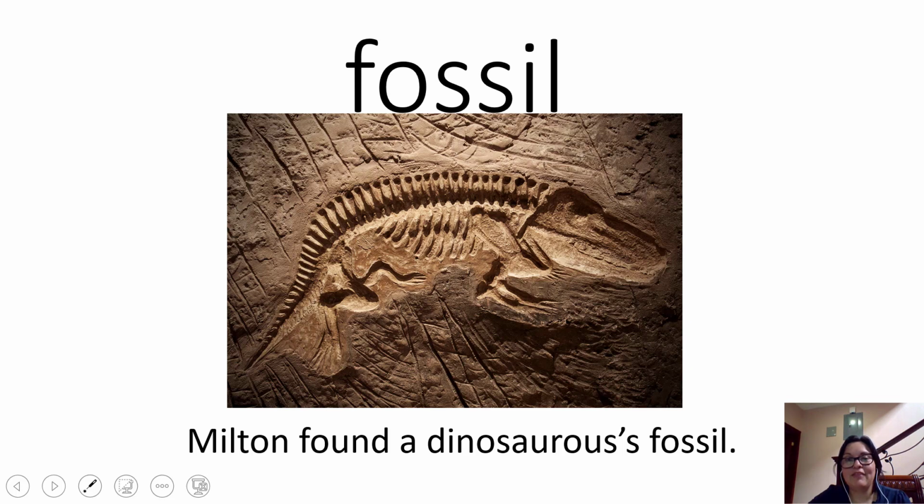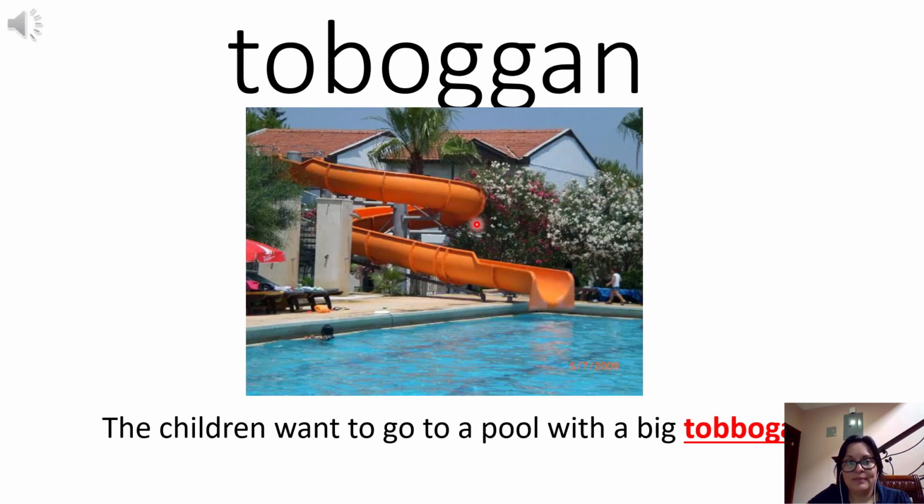Fossil. Let's repeat after me. Fossil. This is a fossil, okay, of an animal. Milton found a dinosaur's fossil. A fossil is the remains or the impressions of a prehistoric animal or plant, okay, generally in stone. Let's continue with the next one.